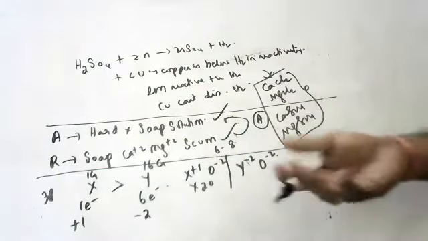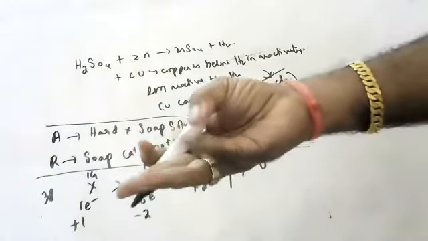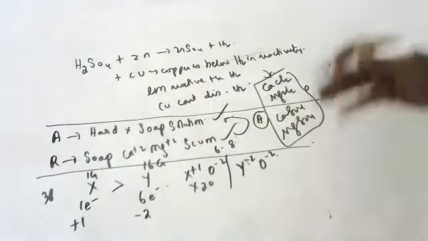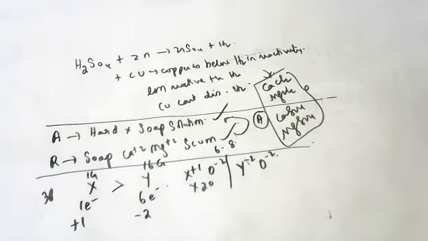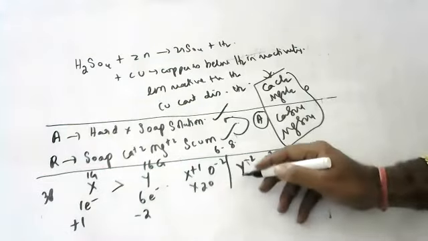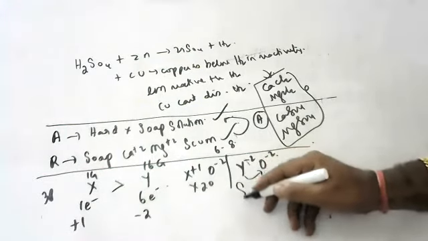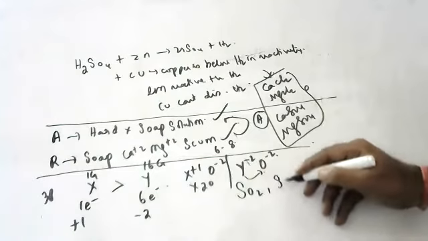Because it is in the 16th group, children, what are the elements there? Oxygen, sulfur, selenium, tellurium, polonium. Forget about oxygen with oxygen. Suppose sulfur is there. How does sulfur react with oxygen? Imagine. What are the compounds formed by sulfur? You get sulfur dioxide and sulfur trioxide.